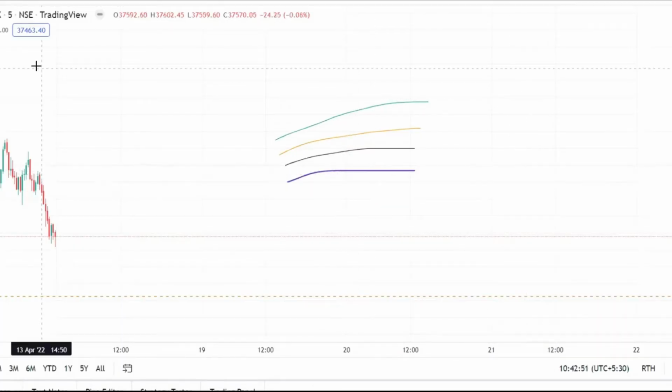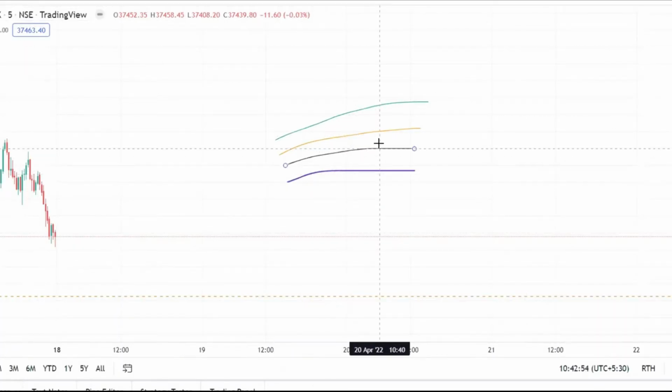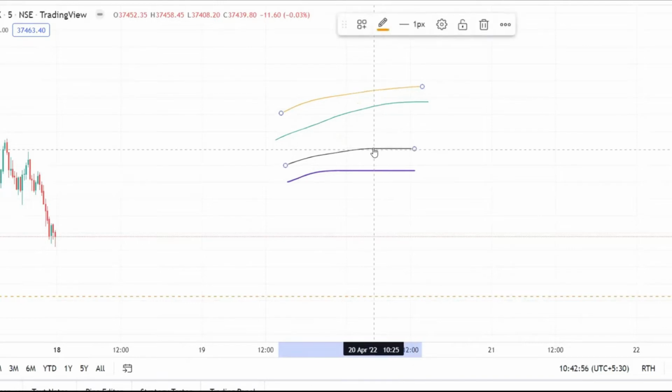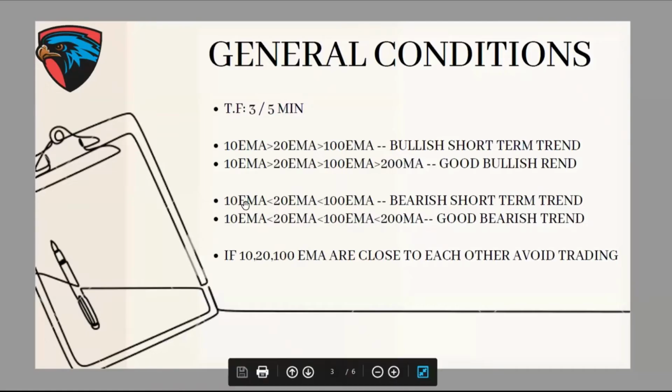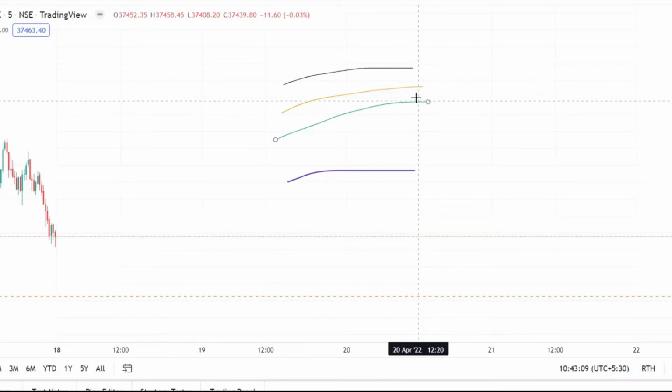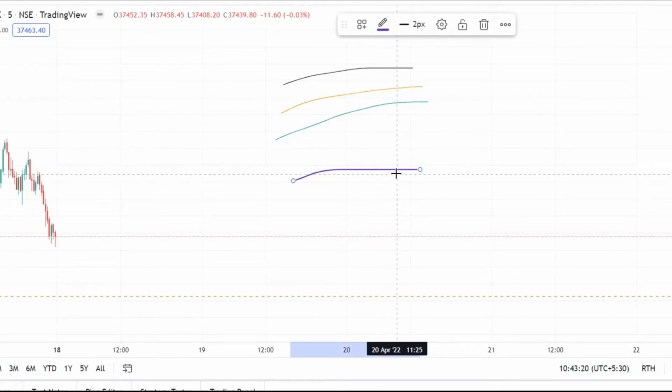Now for the bearish trend, it will be the opposite. So the first condition: 10 EMA should be below 20 EMA, and 20 EMA should be below 100 EMA. This shows the short-term bearish trend, because in this system the 200 moving average will be below all these three. As I already explained, it will work as a good support.